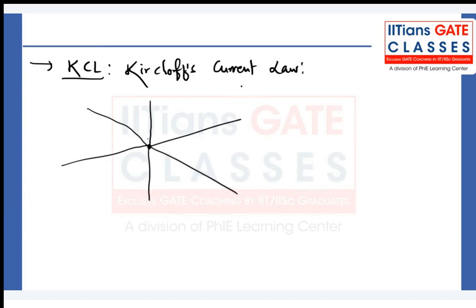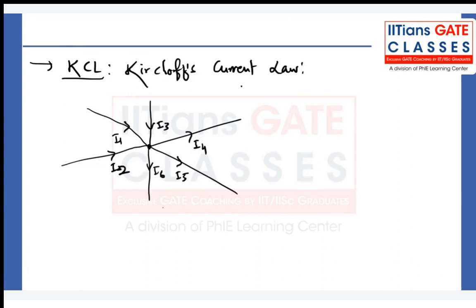And you know the branch currents like I1, I2, I3, I4, I5, and I6. You can also say this is a junction kind of a thing, where many branches are meeting. So now you can apply the KCL.